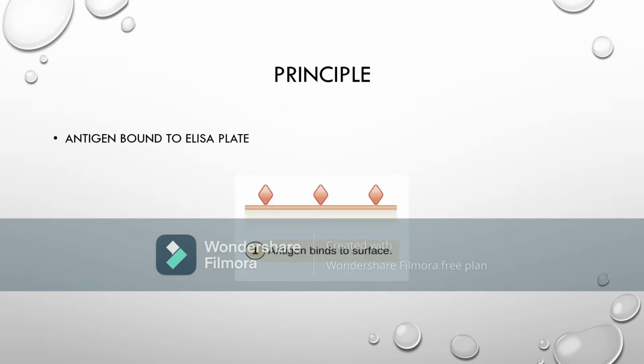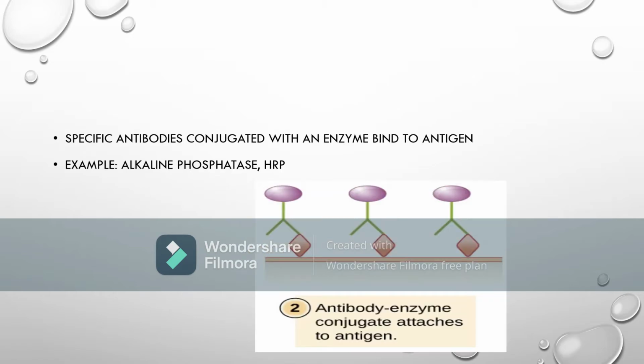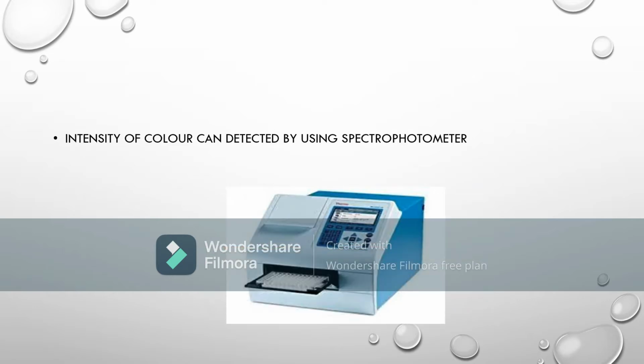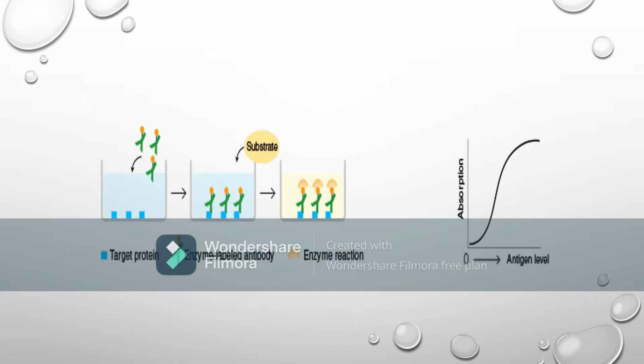Principle: antigen is bound to the ELISA plate. Specific antibody conjugated with enzymes such as HRP reacts with the antigen. Addition of substrate results in a colored reaction. The intensity of color can be detected by using a spectrophotometer. This is the whole summary of the reaction.